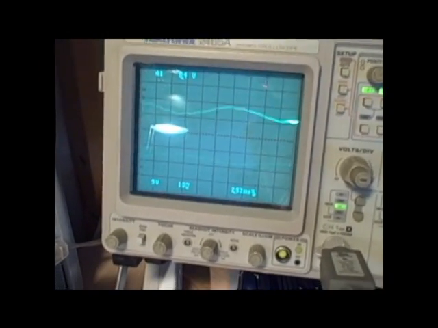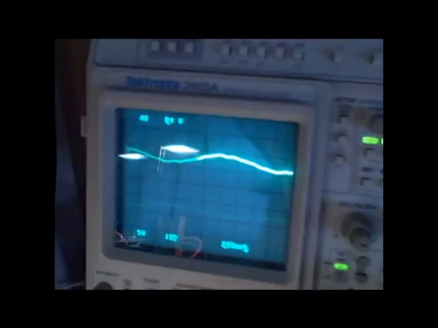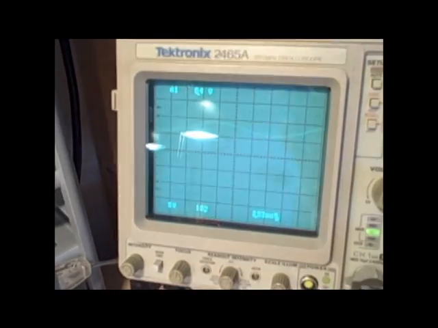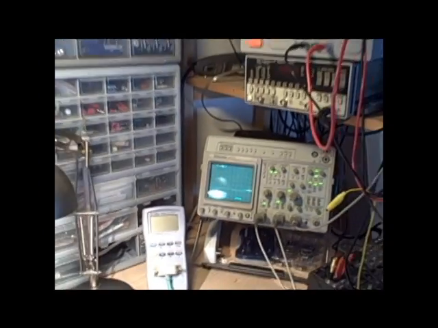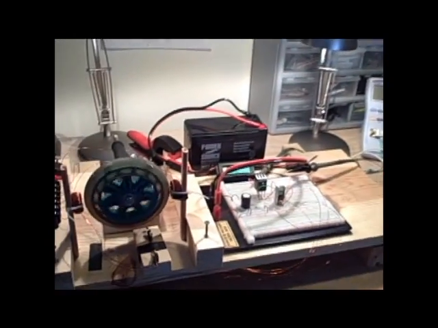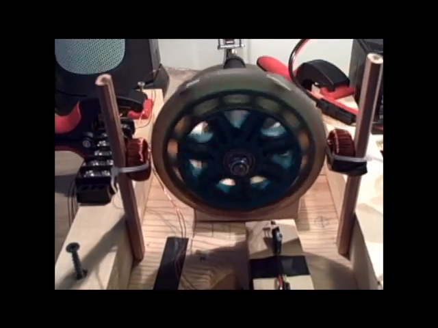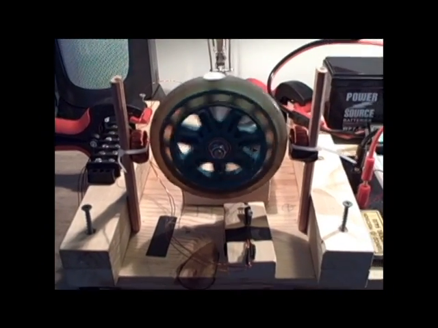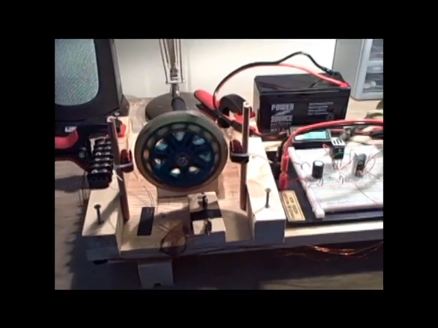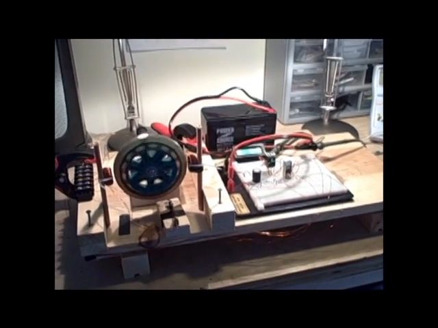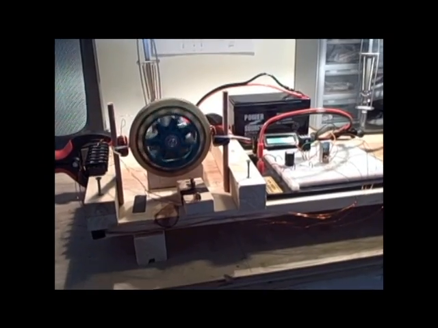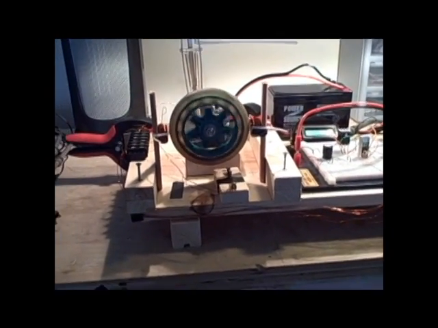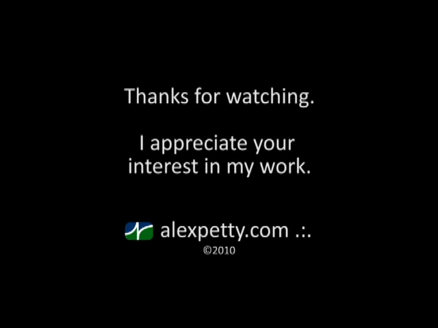On the scope, because it's spinning so slowly, you can't get a very good view. I've got a probe on the transistor and a probe on the pickup. If I spin it by hand, you can see a pretty nice, what you would imagine, square wave from the transistor and a pickup pulse from the coil. But so there it is. I'm going to keep tuning this, and hopefully should have it up and running in a good way soon.